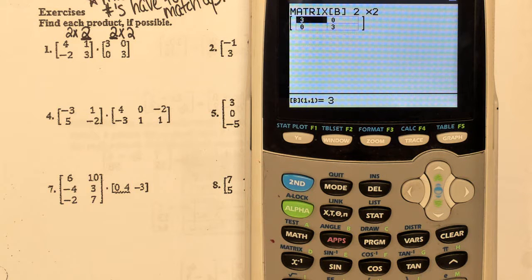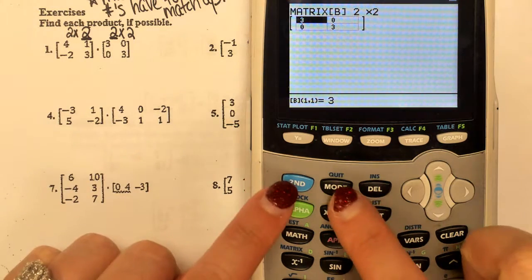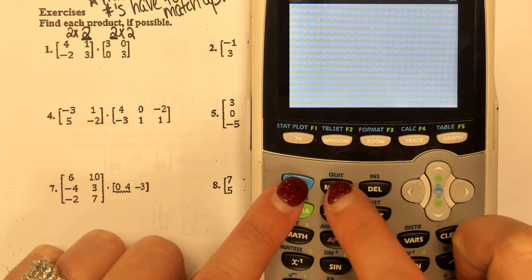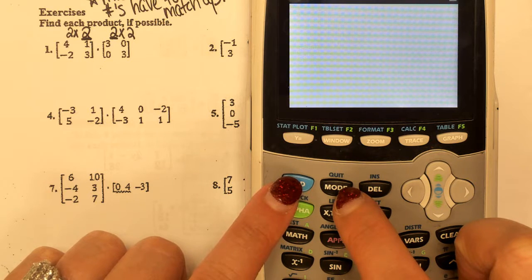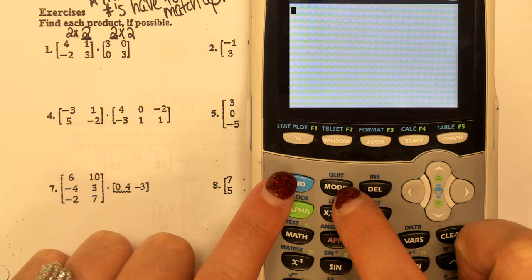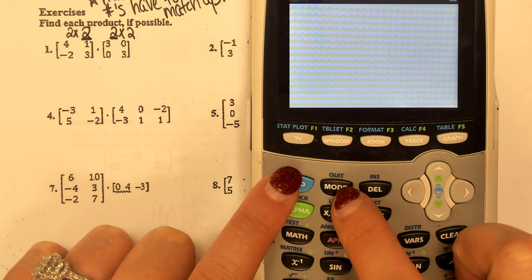Your calculator is currently in edit mode, right? Because we've been editing these matrices. So you have to hit second, quit. Second and quit, one and then the other. Second, quit. And it'll get you back to the main screen. Are y'all okay so far?